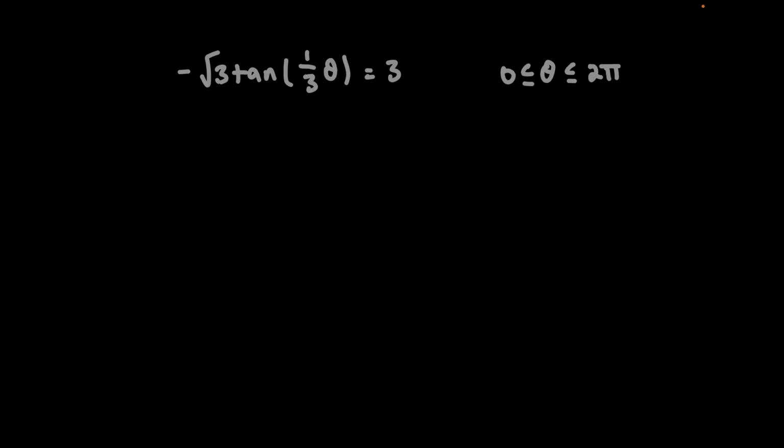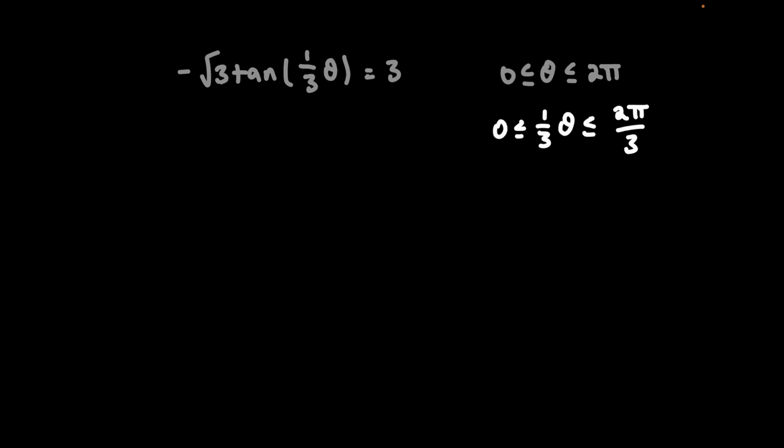Okay, our next question is this one here. Minus square root 3 tan of a third theta equals 3, and we're still solving it for between 0 and 2 pi. So how would we go about this? Well, first we would need to adjust our domain, because we're here solving for a third theta, but our domain is only reflecting normal theta. So what we would do is times everything in our domain by a third. So 0 is less than or equal to a third of theta, which is less than or equal to 2 pi over 3.